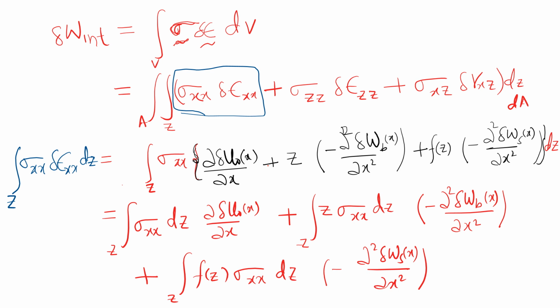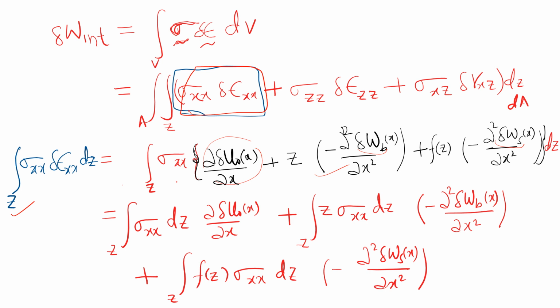Now we will do the first part. We will take this one and integrate with respect to z. So sigma xx into delta of epsilon xx. We know epsilon xx from the earlier equation, so we are substituting the variation of that: delta of del u naught by del x plus z times minus del 2 of del w by del x square plus fz times minus del 2 delta of ws of x upon del x square.